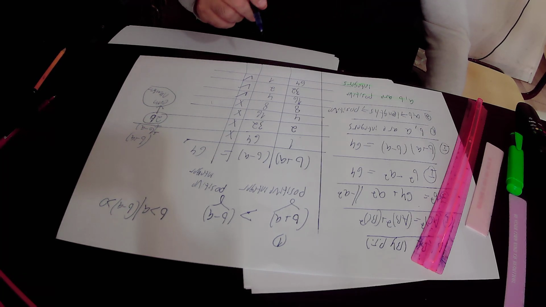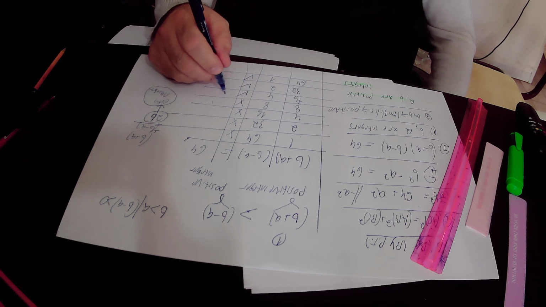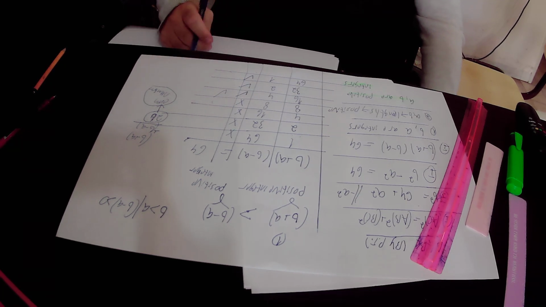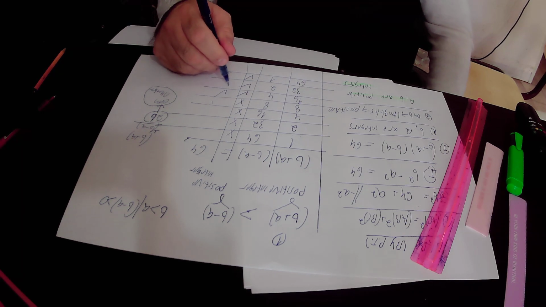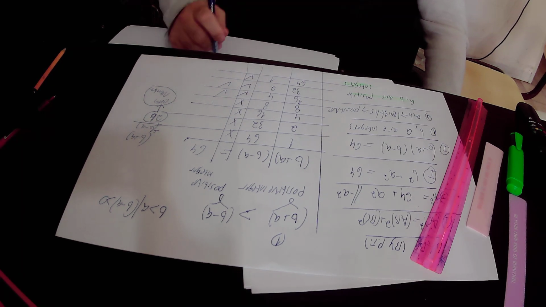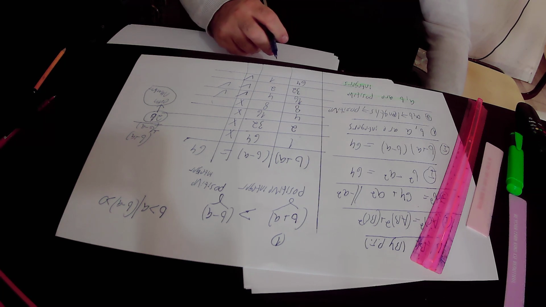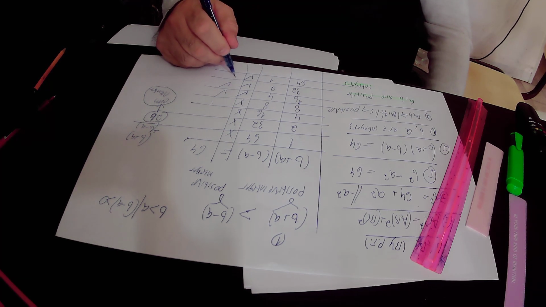16 plus 4 is 20. 20 is an even number, therefore this is a good possibility for the solution of the question. 32 plus 2 is 34. This is also a good possibility for the solution of the question. While 64 plus 1 is 65. 65 is an odd number, it's not an even number, so we cancel this possibility.